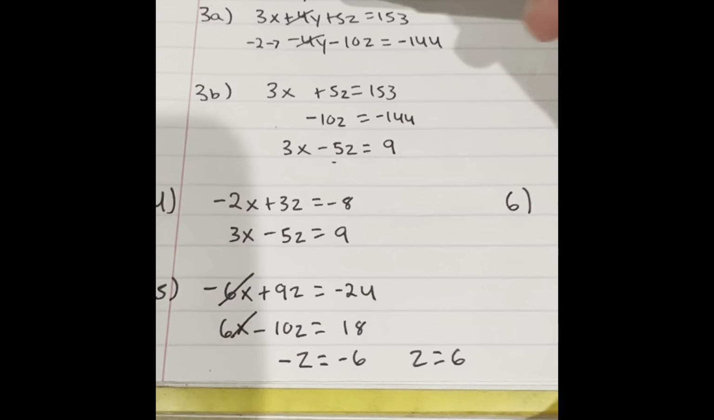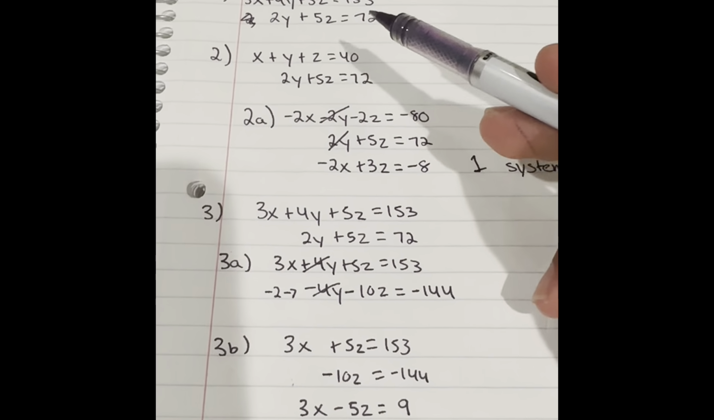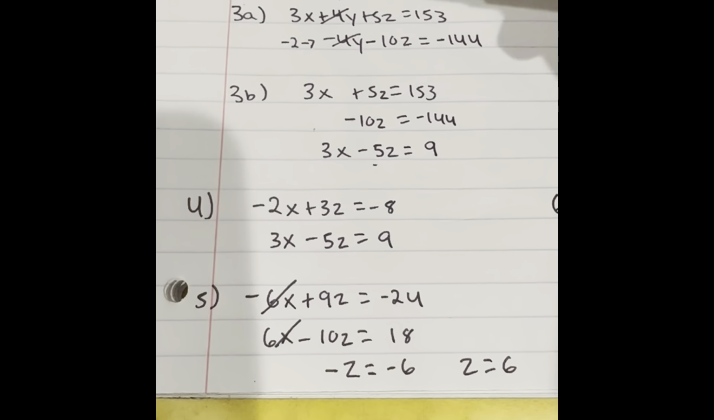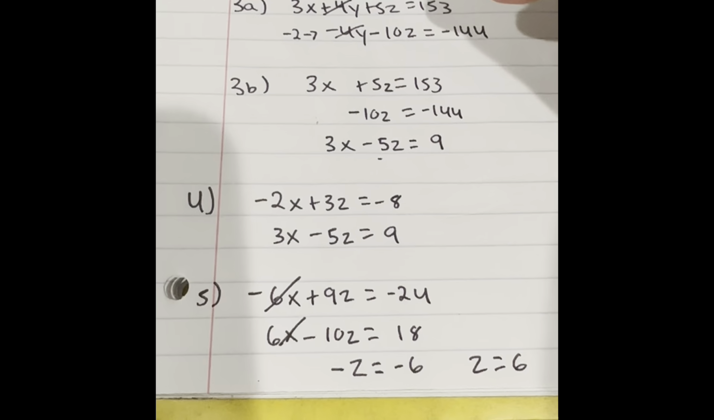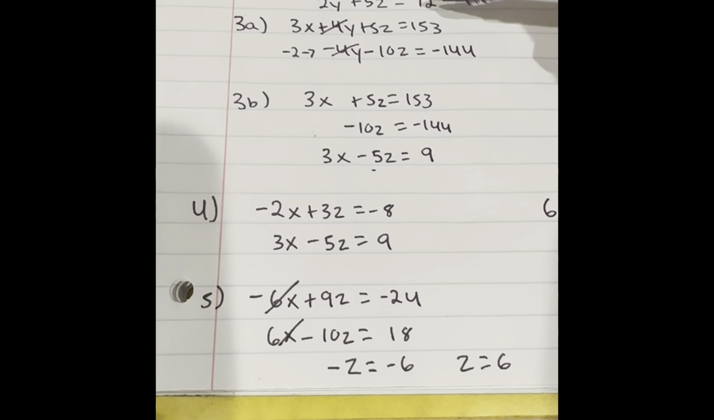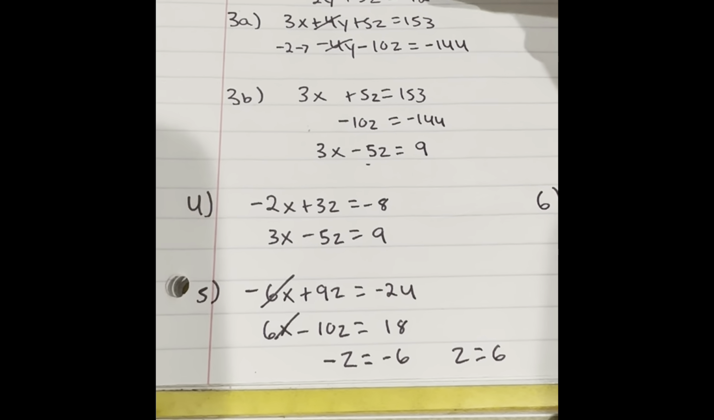Now, moving on to step 3. That's where I choose 2 more different ones. They can't be the same. One has to be different. And I have to find the same variable. I use the same variable, y. So I use 3x plus 4y plus 5z equals 153. And then I use 2y plus 5z equals 72.